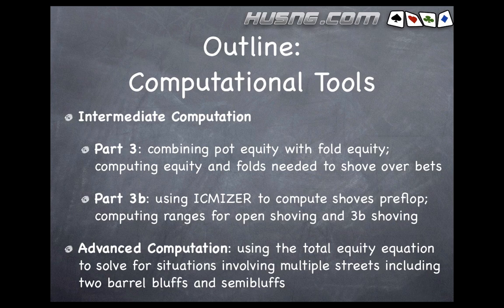I combine pot equity with fold equity, but specifically for pre-flop. And I do this by using Icemizer, an advanced computational software that is available through HUSNG.com, or there's a link to it through HUSNG.com. And that's to specifically compute shoves pre-flop. Because pre-flop, in a sense, is even more solvable, the software can do sort of all the math for us. It makes sense to use it. And so I talk about how to use Icemizer, the ways to study with it. And I do compute some ranges for open shoving and 3-bet shoving, and look at how to examine those, how to compute those.